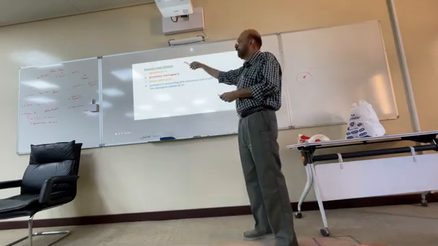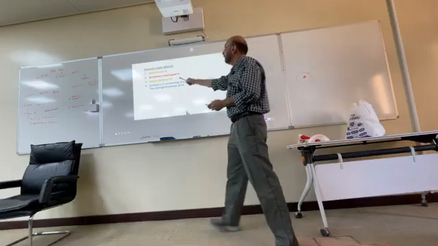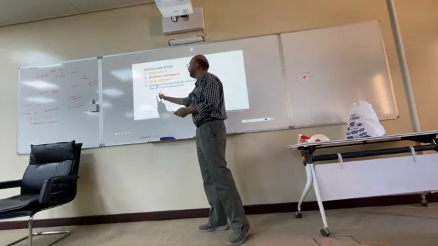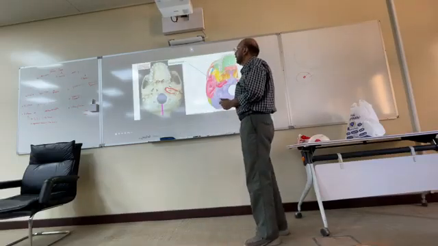Foramen ovale, formula for the contents: MALE. Mandibular nerve, accessory meningeal artery, lesser petrosal nerve, and emissary vein. Try to remember them. Okay.